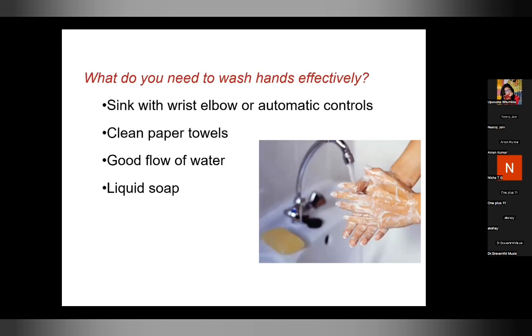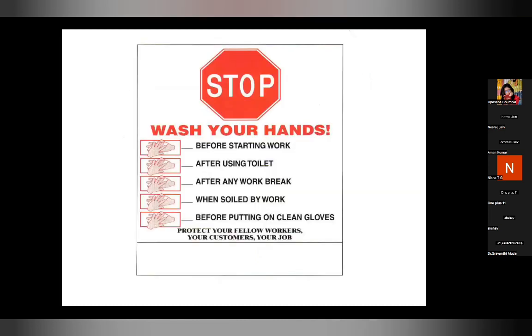What do you need to wash hands effectively? Sink with wrist, elbow, clean paper towels होने चाहिए. Don't clean your area with the same hand जिसके साथ आपने अपना sink on किया, उसी के साथ आप उसको close करेंगे. Either you use a napkin or you close it with your elbow. And liquid soap should be available rather than the pocket ones, the soap boxes.